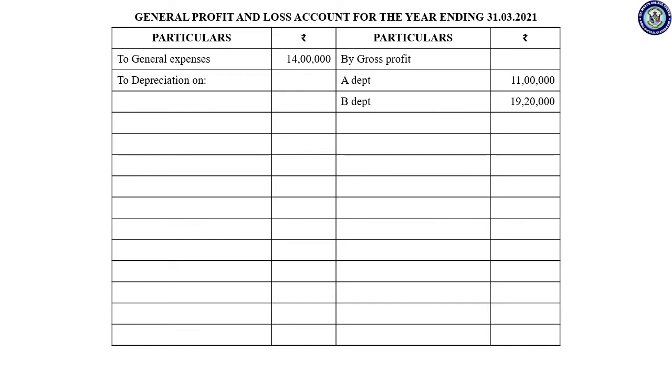Okay, next, see adjustment. So there's a depreciation. First on building, that is 5%. So the value of the building is 1,25,000. On that 5%, 6,250. Then machinery, 25,000 into 10%, it comes to 2,500.